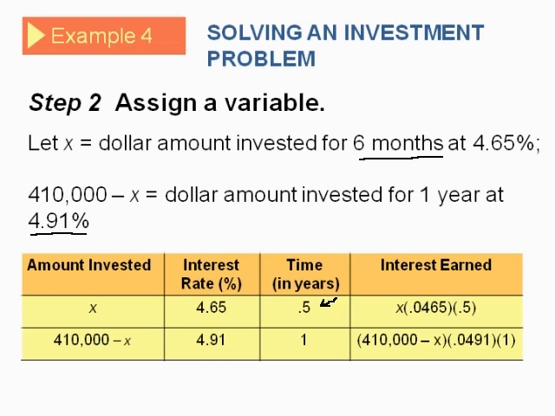4.91%. All right, so notice here, we're going to say that interest equals principal times rate times time. So this would be the 4.65% amount. Notice we changed 4.65% here to a decimal, 0.0465. And then for the other amount, 4.91% down here, we're going to go ahead and say that's 410,000 minus X, and this is for 1 year. So those are our two interests earned over that quantity of time.